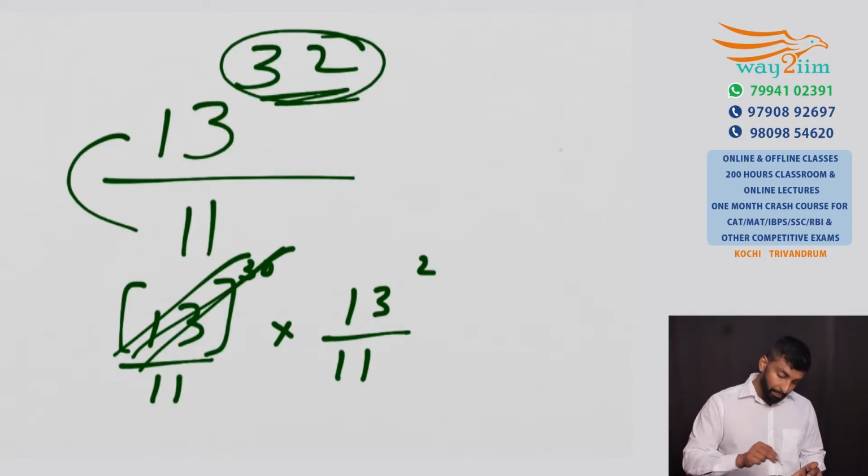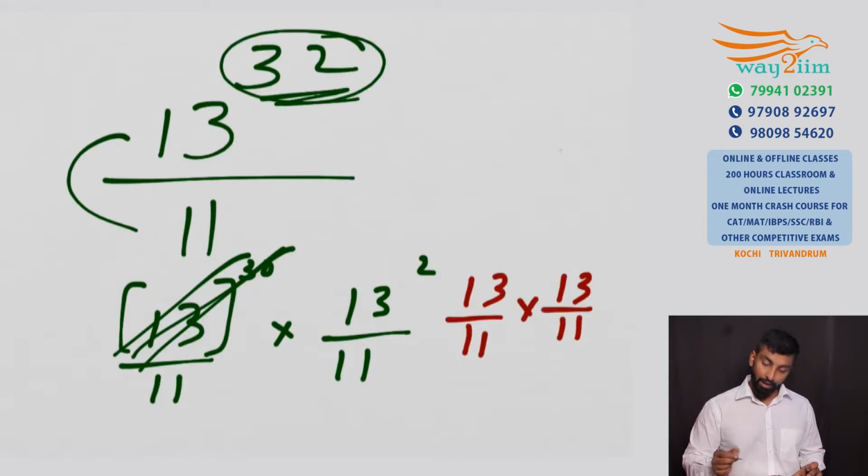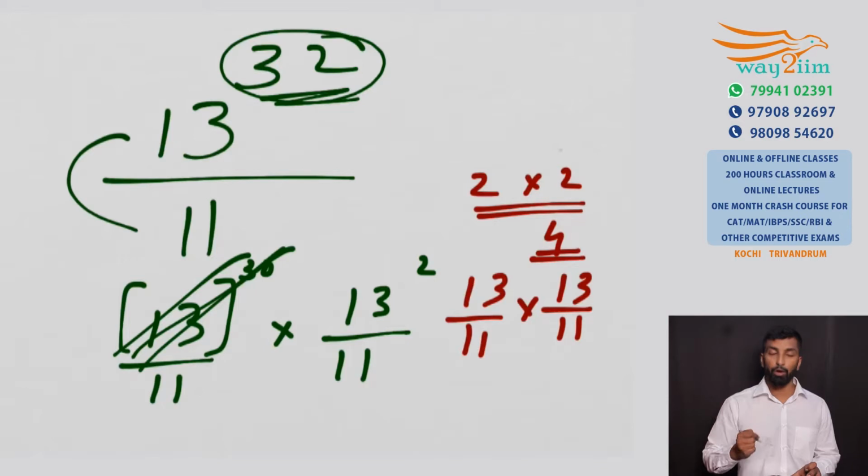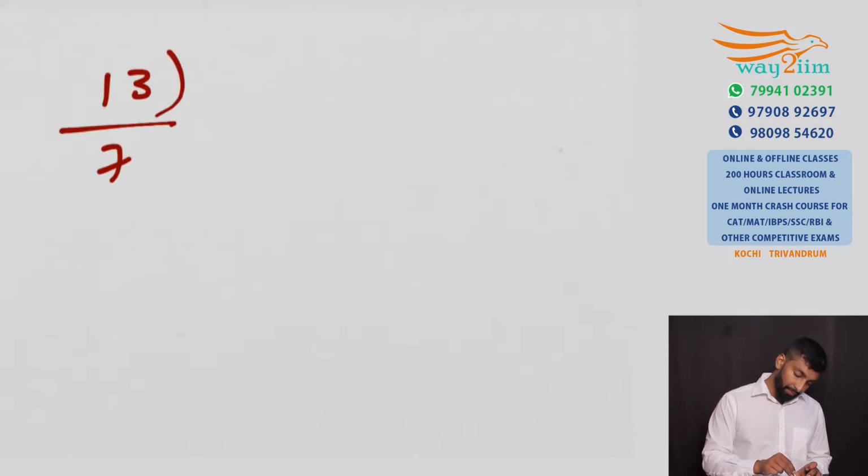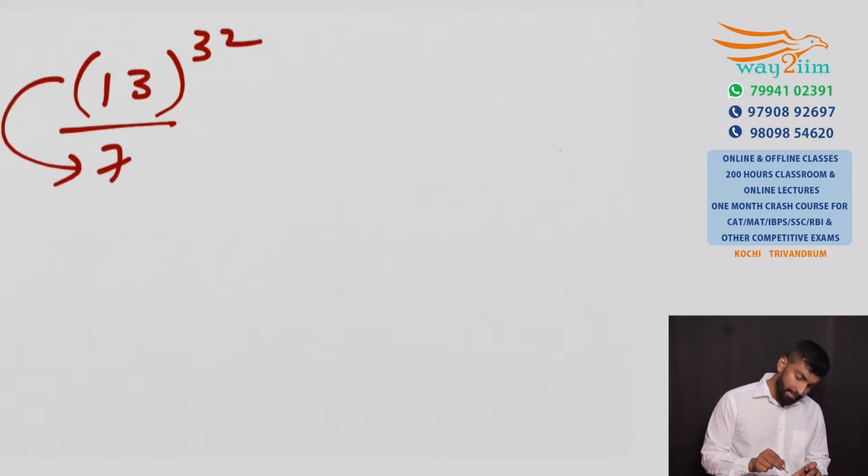Or you can write it as 13 by 11 into 13 by 11. You can find the individual remainders, right? Here you get 2, here you get 2, multiply, you get 4. I hope you understood. This is the easiest method, right? So what I have done is 13 to the power 32 by 11, I have discussed. Now is it only 11, right? Earlier I have discussed 11.